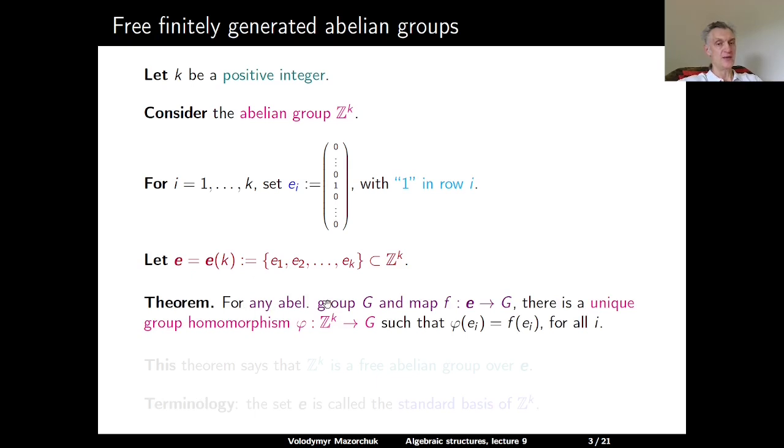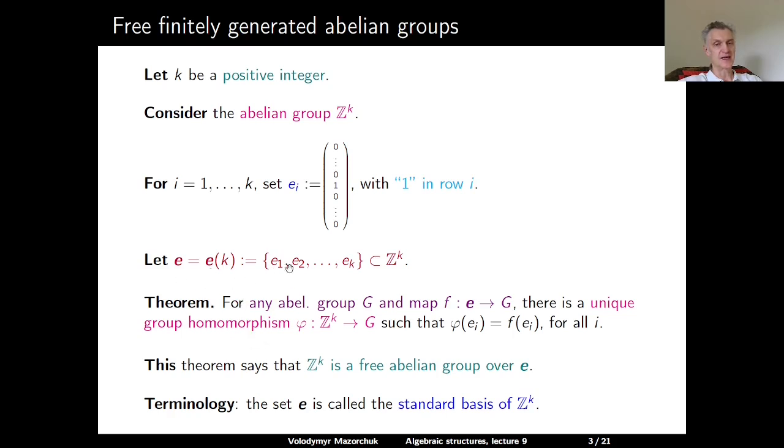Theorem: for any abelian group G and any map f from the set E to G, there is a unique group homomorphism phi from Z^k to G, such that phi of e_i is equal to f of e_i for all i. This theorem means that the group Z^k is free as an abelian group over this set E. So if we look at our notion of free group, we have exactly the same property but restricted to the class of abelian groups. Terminology: the set E is usually called the standard basis of this group Z^k.